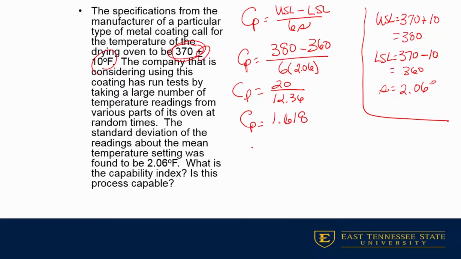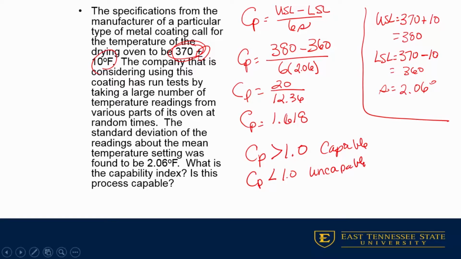Let's talk about it. A capability index greater than 1.0 is considered capable. A capability index less than 1.0 is not capable. Where does that leave 1.0? Some say here, some say down below. For this class, if it hits 1.0, we're going to call it capable.